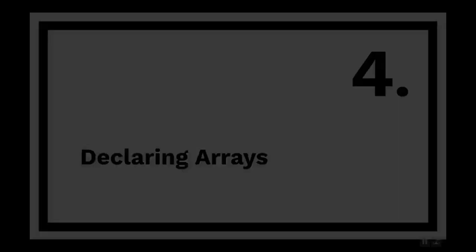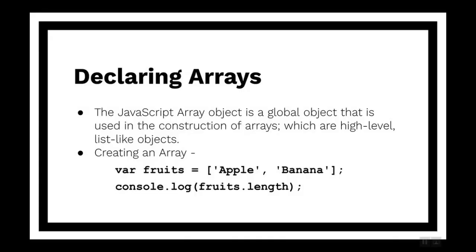Declaring arrays. You already know how to declare an array. In this case, we have an array of fruits, and an array again is an object in JavaScript, and like any object, you have some methods on it. So when you see console.log and we pass in array.length, it will return a length of 2 because we have 2 items in there.